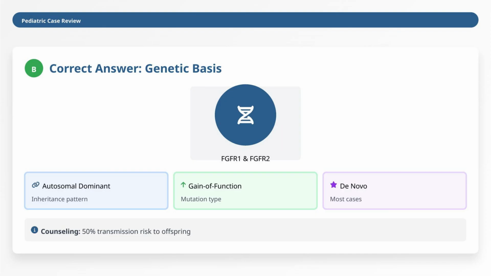Pfeiffer syndrome results from mutations in the fibroblast growth factor receptor 1 or 2 genes following autosomal dominant inheritance. These are gain-of-function mutations causing premature bone differentiation. Most cases represent de novo mutations, meaning new mutations not inherited from parents. However, affected individuals have a 50% chance of transmitting the mutation to offspring, warranting genetic counseling.